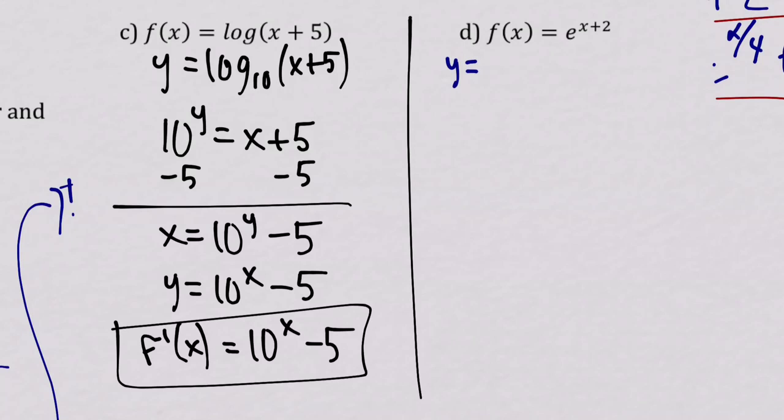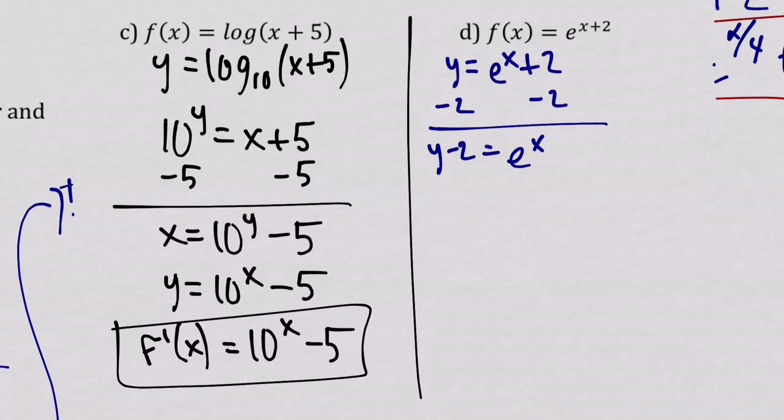Alright, in D, same thing. I'm going to write it with y. Y equals e to the x plus 2. I'm going to subtract the 2 to get rid of it. I don't need it there. So y minus 2 equals e to the x. I'm going to change this to exponential form. Look how carefully how it happens. The base is e. So I'm going to write a log with base e, which is natural log of y minus 2 equals x.